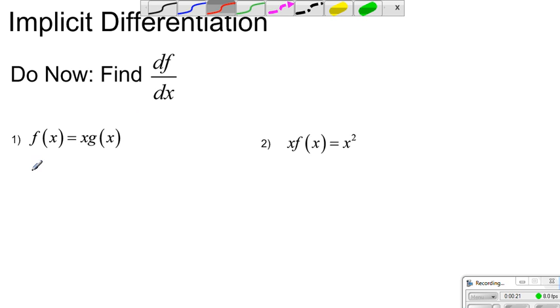So f of x is equal to x times another expression called g of x. In that case, what is df over dx? Now, the second question would have been this. We have x times f of x is equal to x squared. In this case, how would you find df over dx? And we'll see what we end up getting. All right, given that you spent some time working on these, if you didn't, you can pause this video a little bit and then continue once you are done.